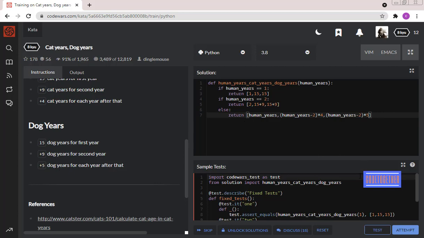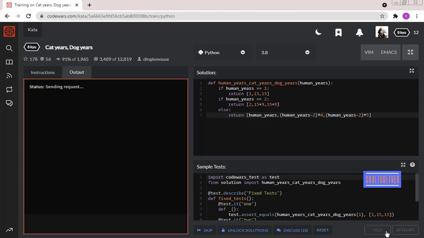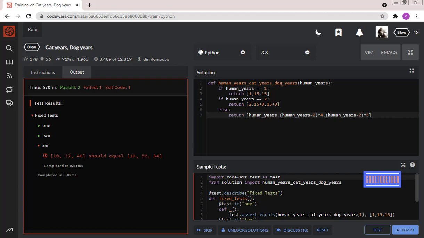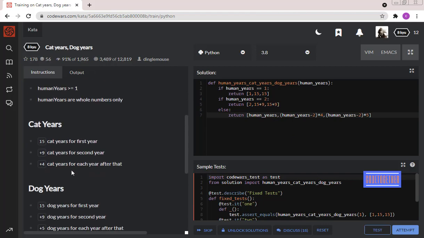that's it, just test it. And it has mistakes. Why? Human years minus 2, just read the instructions again. Oh, sorry, we have to write it because we have the first year and second year. Okay, after that each year is equal to 4 or 5 for the years.